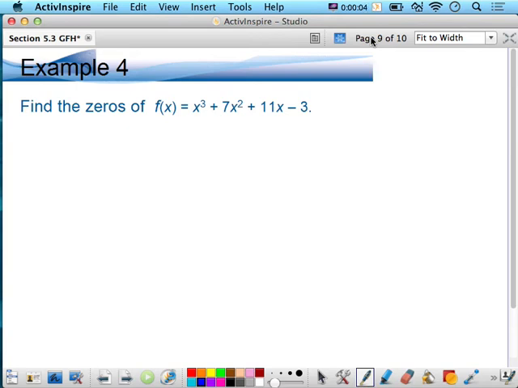So we want to look at another example of solving a polynomial equation that won't factor. Here we want to find the zeros of f of x equals x cubed plus 7x squared plus 11x minus 3. Well, the first thing we want to do is set that equal to 0. And if we look at that, it's obvious that it won't factor. It has 4 terms, and the only possible way to factor it would be by grouping. But in this case, none of our terms have any common factors, so that's not going to work out.